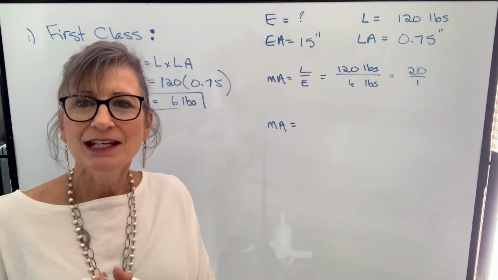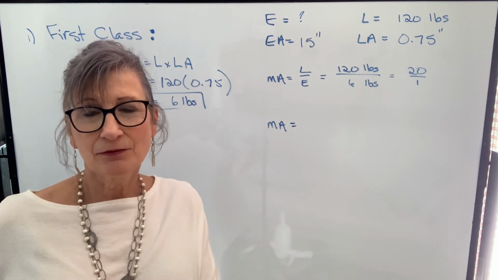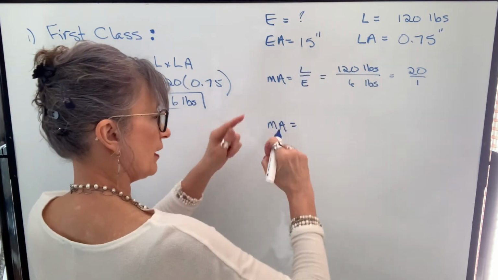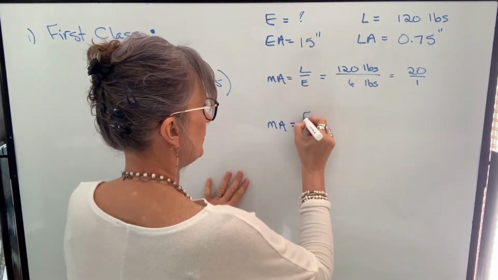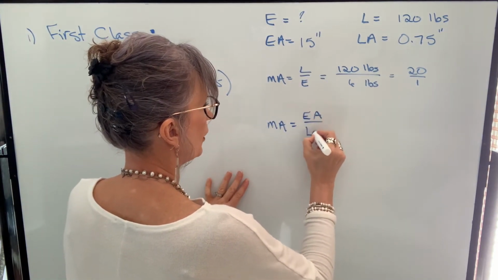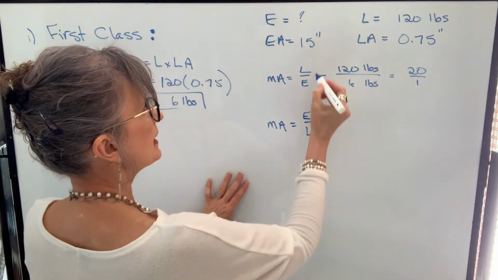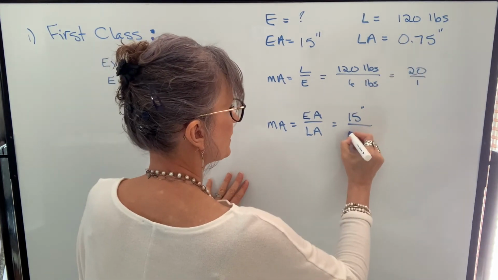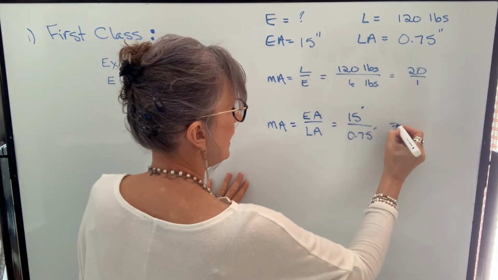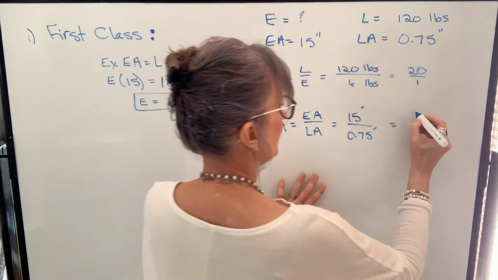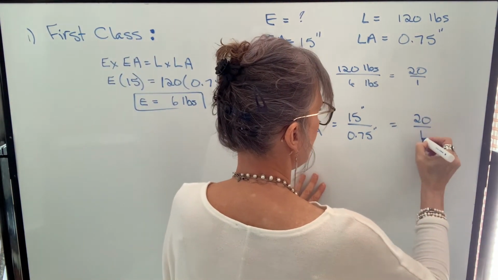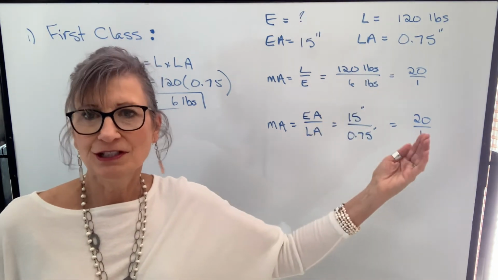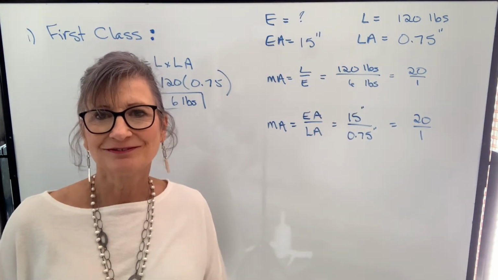So remember, if you are using the lengths of the effort arm and the load arm to calculate mechanical advantage, it's not this same order. You have to invert it. So it's going to be the effort arm divided by the load arm. So in this example, my effort arm is 15 inches. The load arm is 0.75 inches. And if you divide 15 by 0.75, you get a mechanical advantage of 20-to-1 as well. So either method should yield the same mechanical advantage.